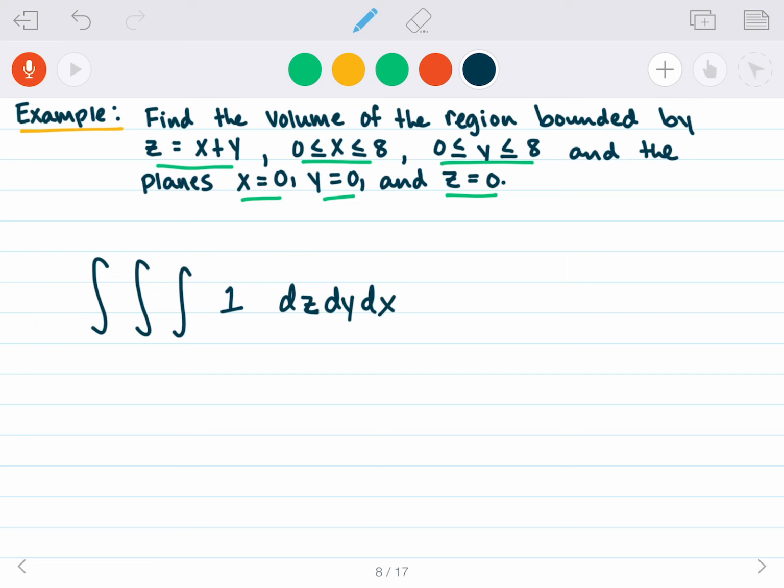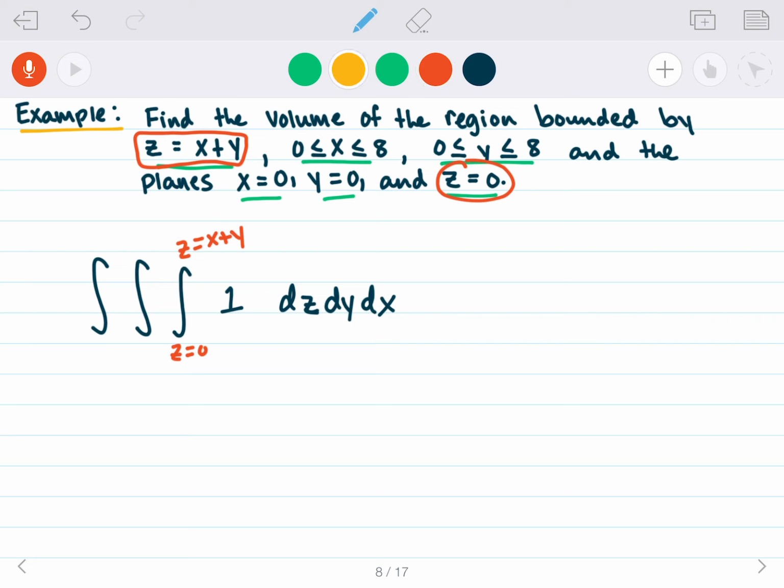So for z, my lower bound for z is z equals 0, right? They tell us that right there. So we're going from z equals 0. However, I'm bounded above by a function, not just a number, but a function. I'm bounded above by x plus y. No worries. That's perfectly fine. We can do that. All right, so z's taken care of.